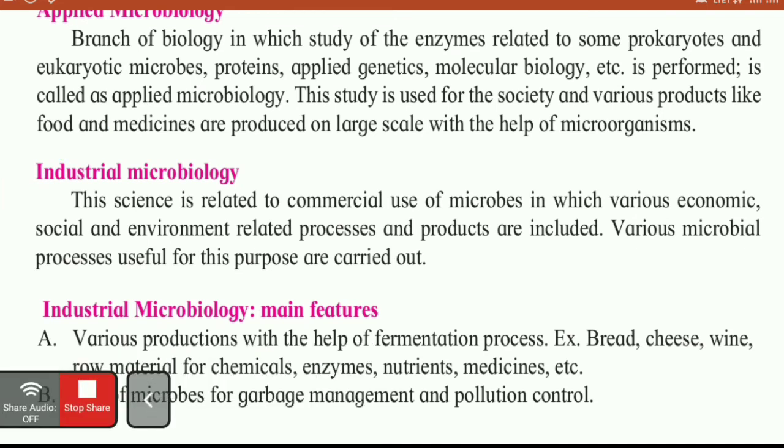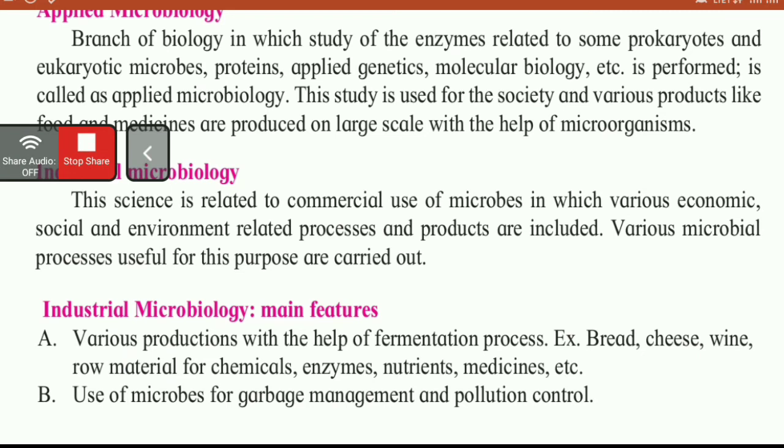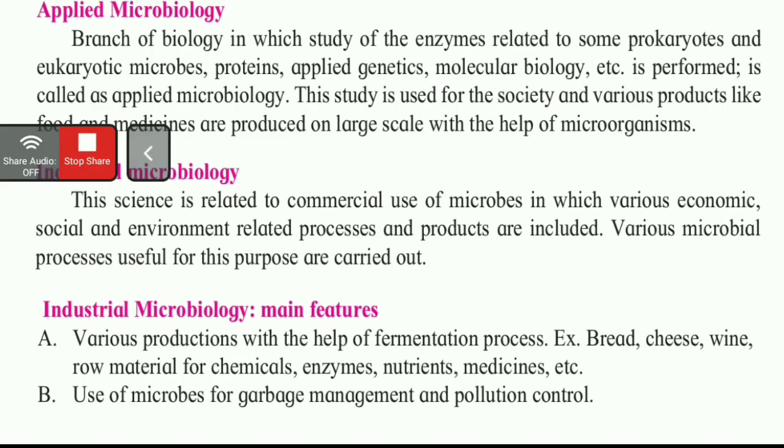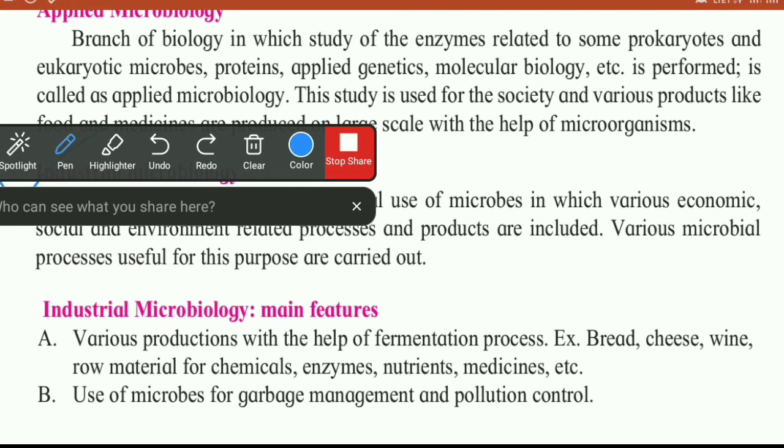What are the main features of industrial microbiology? The first feature is various production with the help of fermentation processes, like bread, cheese, wine, raw materials for chemicals, enzymes, nutrients, and medicines. These are carried out with the help of fermentation, and the fermentation is carried out with the help of different types of microorganisms. The foods produced from the fermentation process are bread, cheese, wine, right? These are the products which are produced in industries.